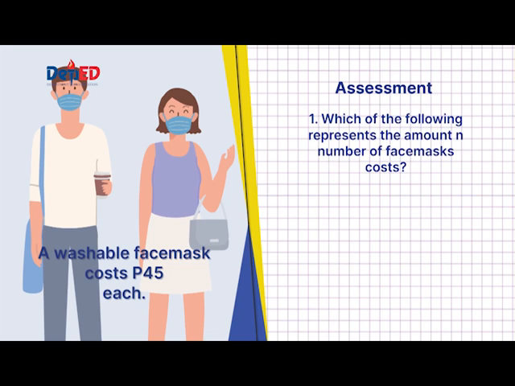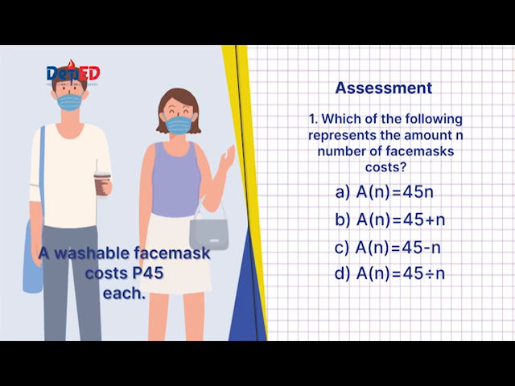Which of the following represents the amount n number of face masks cost? A. A of n equals 45n. B. A of n equals 45 plus n. C. A of n equals 45 minus n. Or D. A of n equals 45 divided by n. The function that represents the amount n number of face masks cost is letter A.